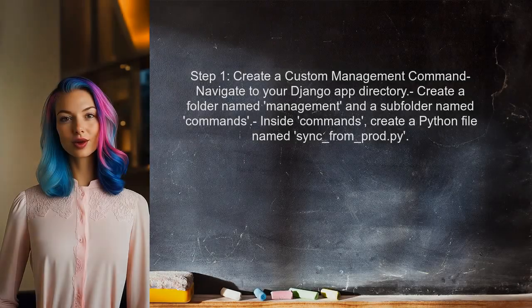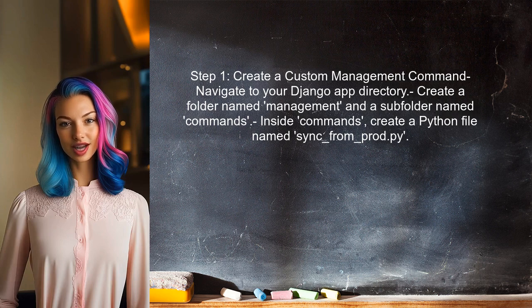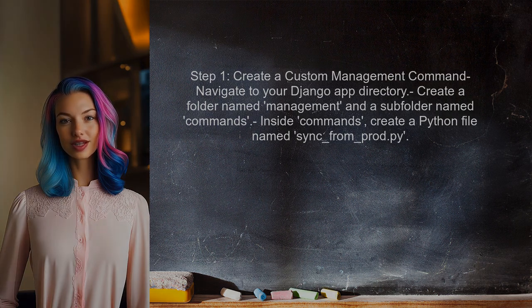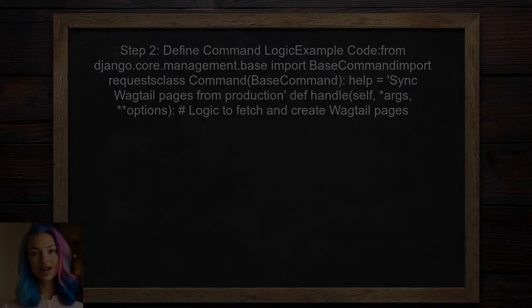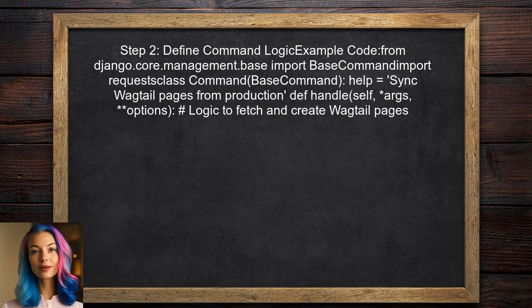To begin solving this issue, the user should create a custom management command in Django. This command will handle the synchronization of Wagtail pages from the production database to the local or staging environment. Next, the user needs to define the command logic. This involves importing necessary modules and writing a function to fetch the Wagtail pages from the production API.